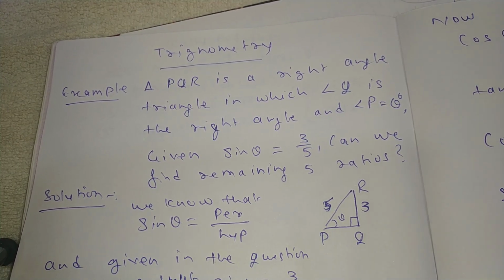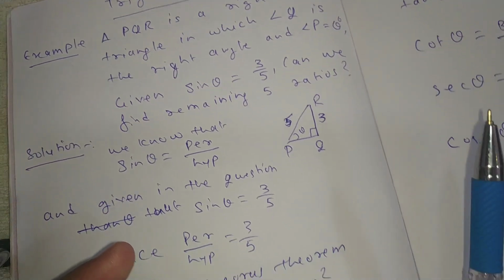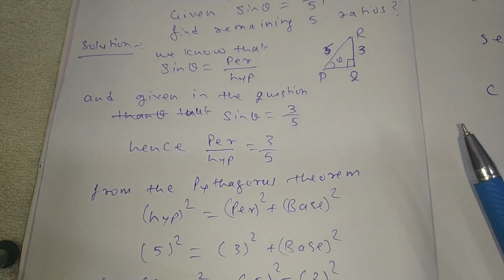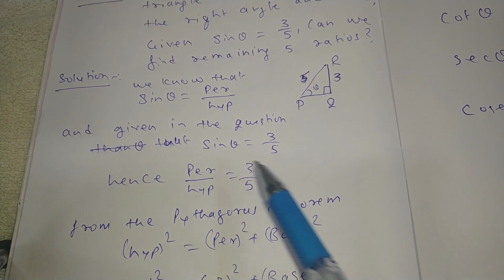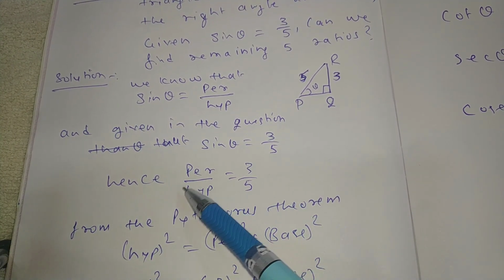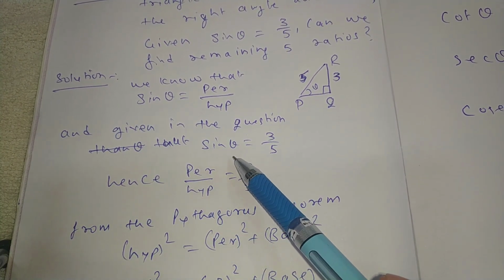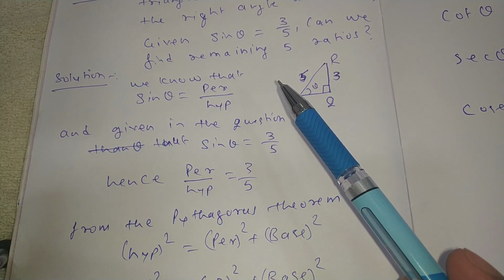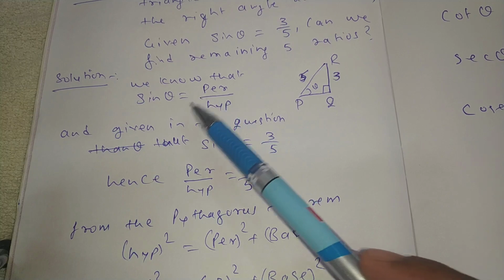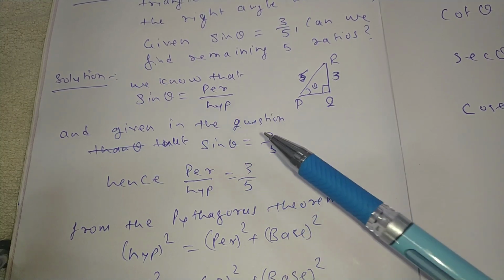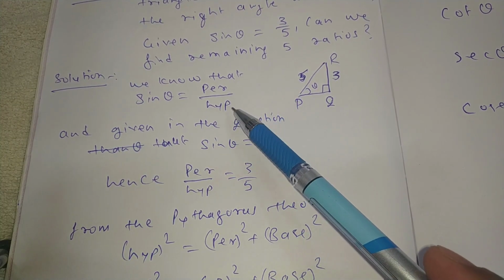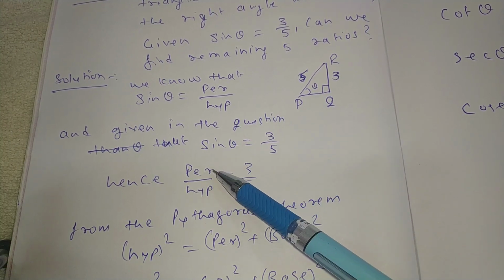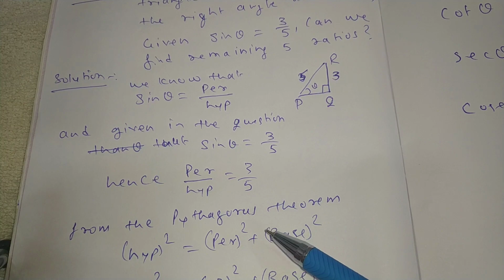Now we know that sin theta is equal to 3/5, which is given in the question, and we know that sin theta is equal to perpendicular upon hypotenuse. So perpendicular upon hypotenuse is equal to 3/5.